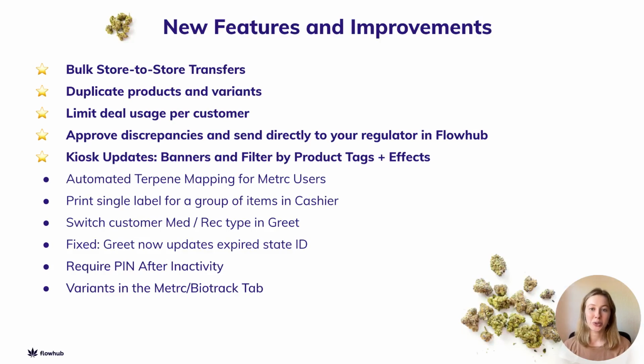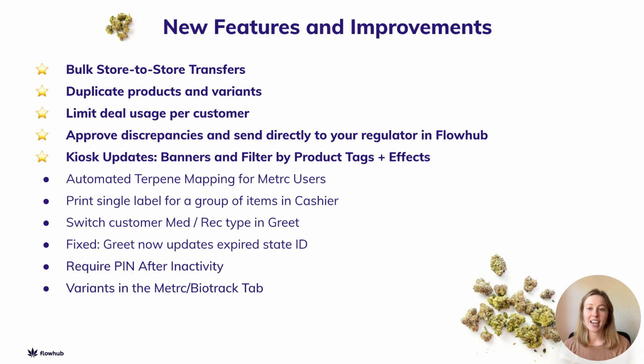Those include bulk store-to-store transfers. So now you can select a group of inventory items, choose the quantity of each of those that you want to transfer, and send them over to the next store without having to do that one by one. You can duplicate product and variants in our products tab, which should reduce the amount of time it takes you to create a new product in Flowhub.